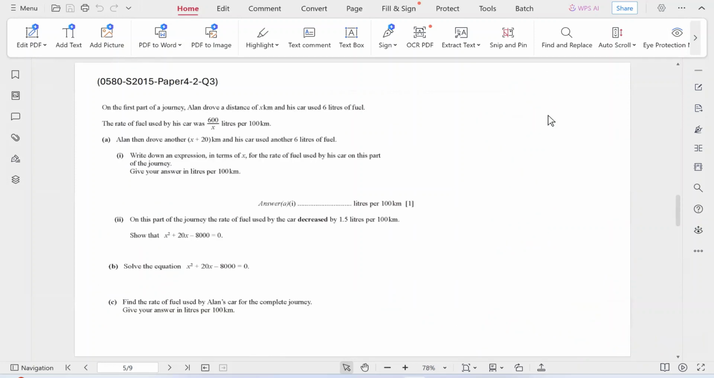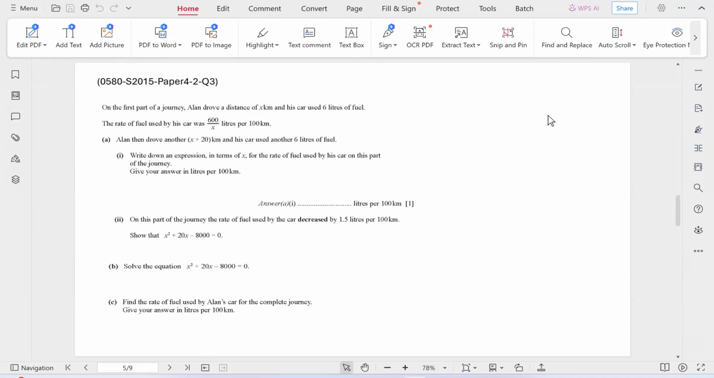On the first part of a journey, Alan drove a distance of X and his car used 6 liters of fuel. The rate of fuel used by his car was 600 over X liters per 100 kilometers. Alan then drove another X plus 20 and his car used another 6 liters of fuel. Write down an expression in terms of X for the rate of fuel used by his car on this part of the journey. Give your answer in liters per 100 kilometers.